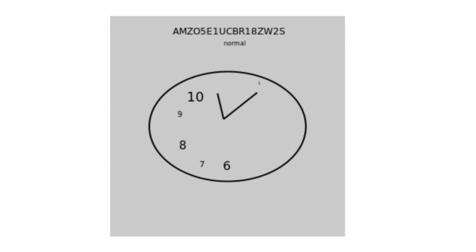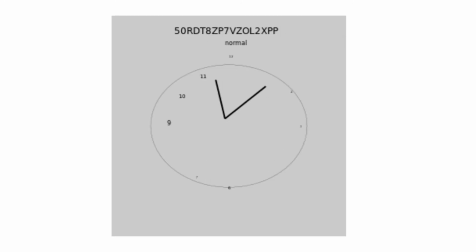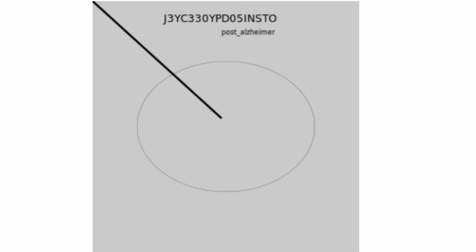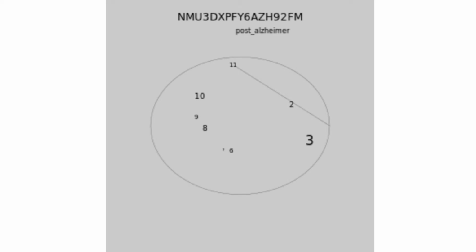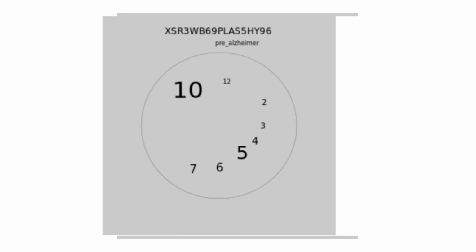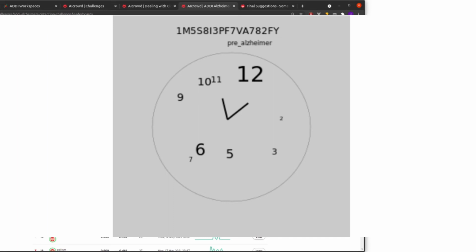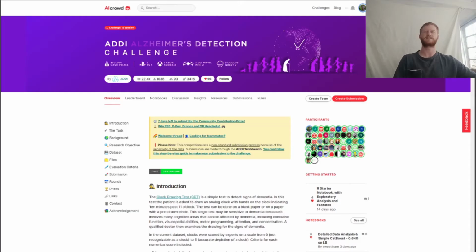From these, we can draw approximations of the clocks to get a better idea of the data. Here are a collection of images generated from the normal class, and here are some from the post-Alzheimer's class. You can see that the difference is usually fairly stark, although even some of the normal images are quite strange. Things get more difficult when we look at the pre-Alzheimer's class. Many of these are difficult to distinguish from the normal ones. We'll see later that the models also have a hard time distinguishing between these two classes. Enough background, let's see what a minimal entry might look like.